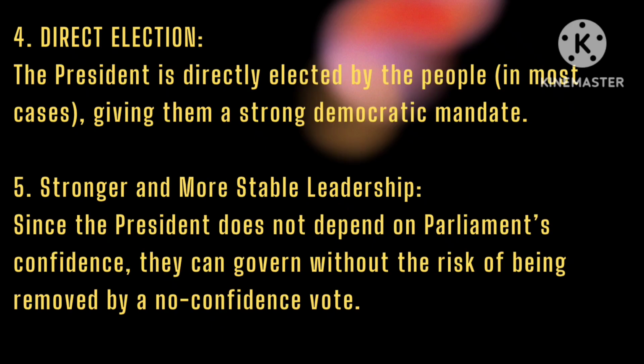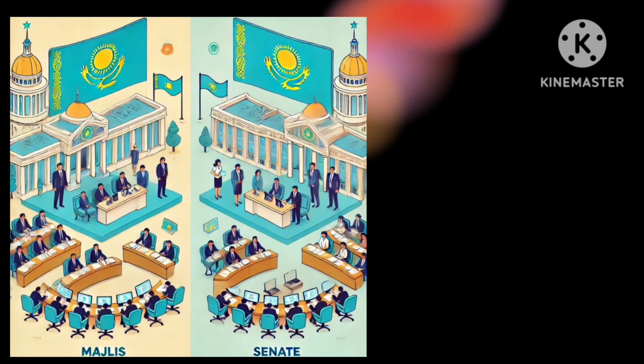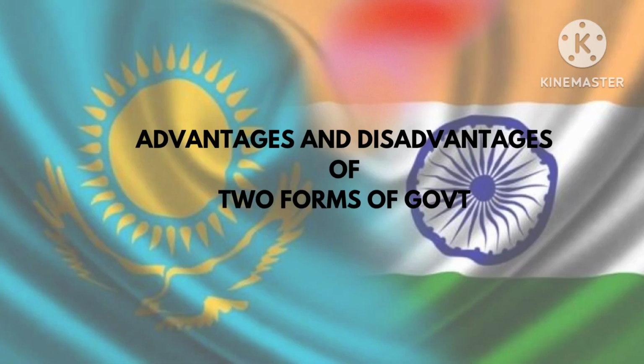Fourth, direct election. The President is directly elected by the people in most cases, giving them a strong democratic mandate. Fifth, stronger and more stable leadership. Since the President does not depend on parliamentary confidence, they can govern without the risk of being removed by a no-confidence vote. In this picture, you can see two houses. The first one is the Majlis and the second one is the Senate.